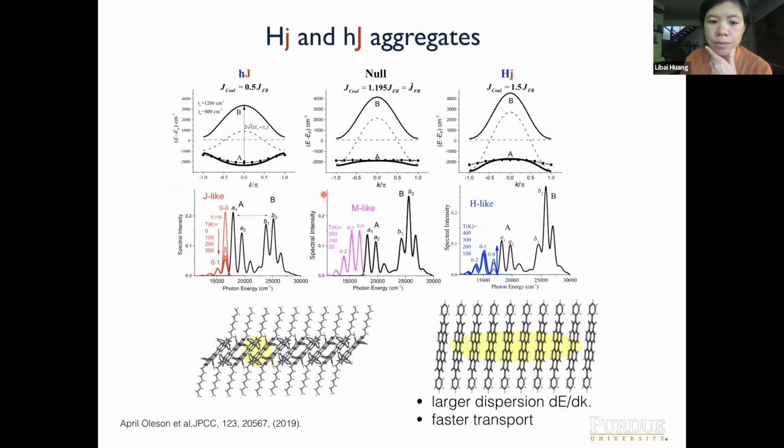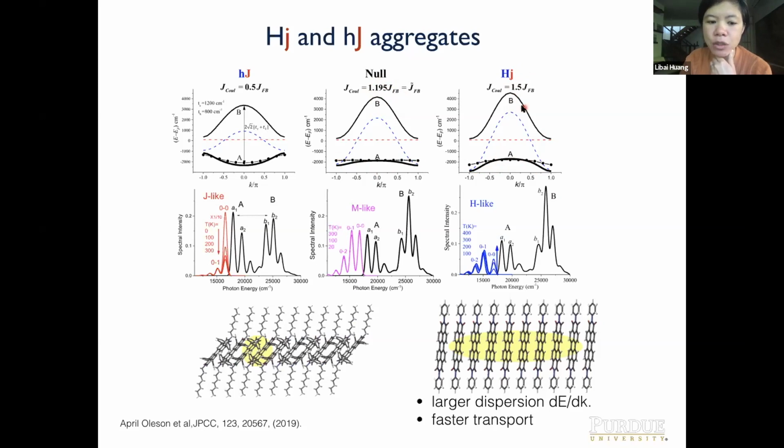And for the two molecules that we looked at, the N-phenyl aggregate, the J coupling is not strong enough to push it all the way down to J. So it was still more or less like an H aggregate. And interestingly, for the tetraphenyl aggregate, the H and J almost cancel out entirely. So it's like a no aggregate.